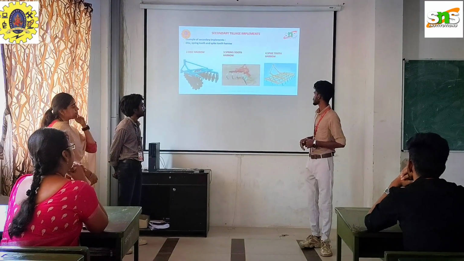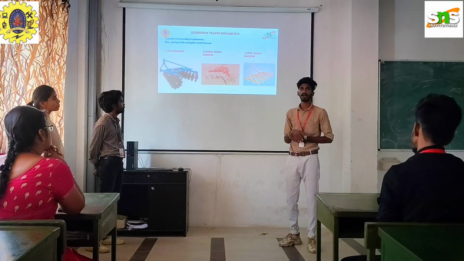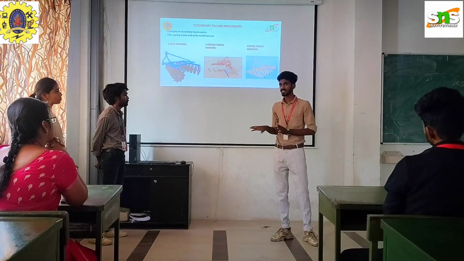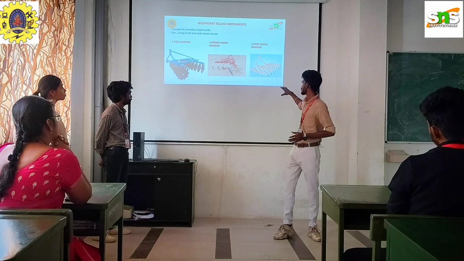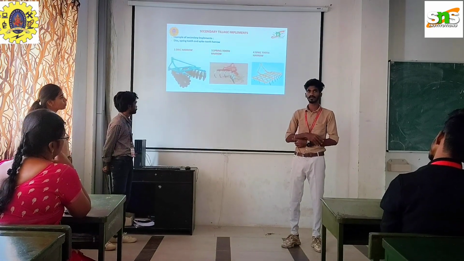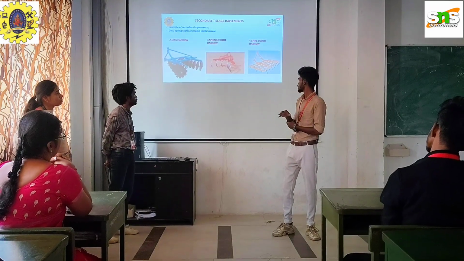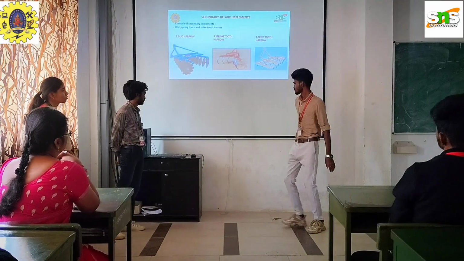Next is spike tooth harrows. It has a number of spike tools made of mild steel iron, placed in parallel in the main frame. It is used mainly for leveling, removing the younger plants, and removing the old residues.